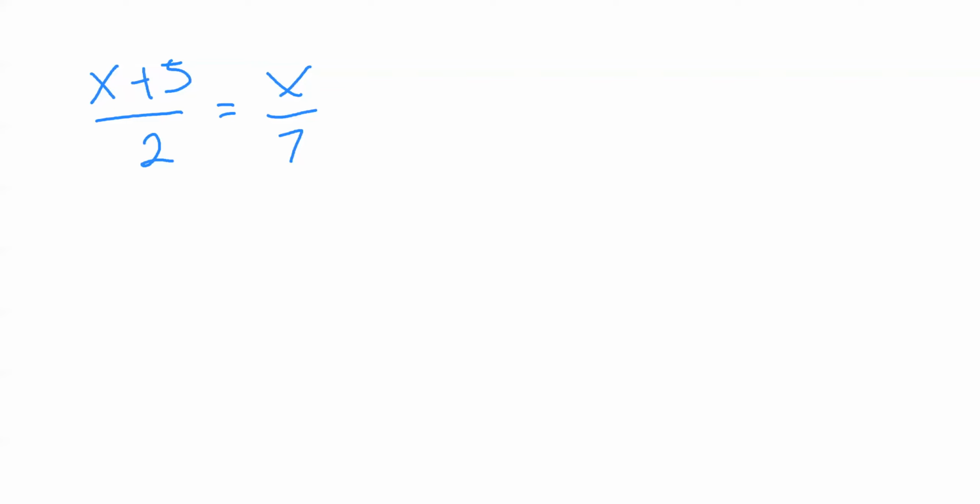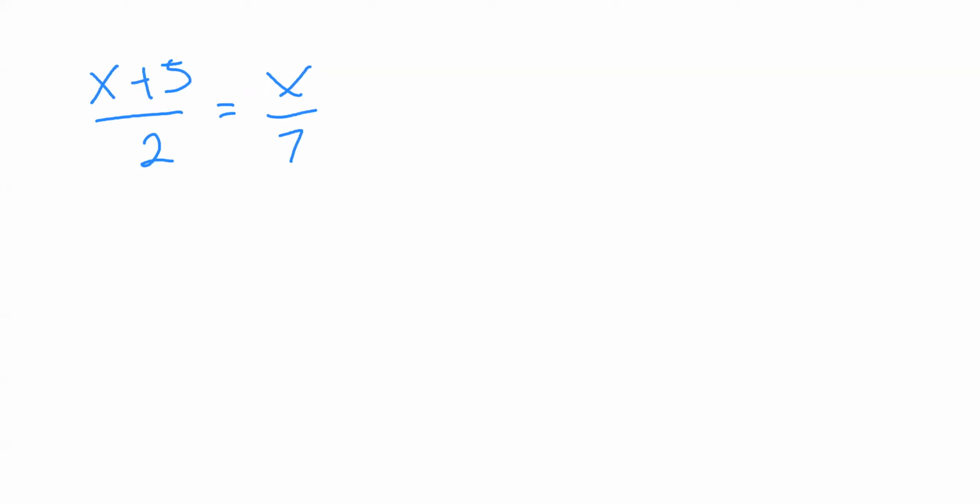All right, so our first example, (x plus 5) over 2 equals x over 7. You may look at this and say, oh, we should cross multiply. Cross multiplying is actually just a shortcut for multiplying both sides by both denominators. Right, if I multiply both sides by 2 and both sides by 7, the 2 cancels out on the left, 7 cancels out on the right, and we're left with an extra factor of 7 on the left, an extra factor of 2 on the right. Okay.